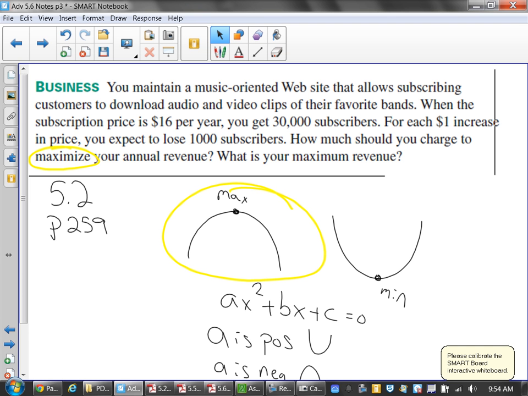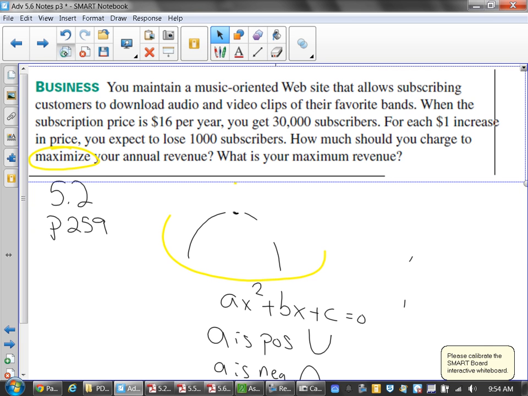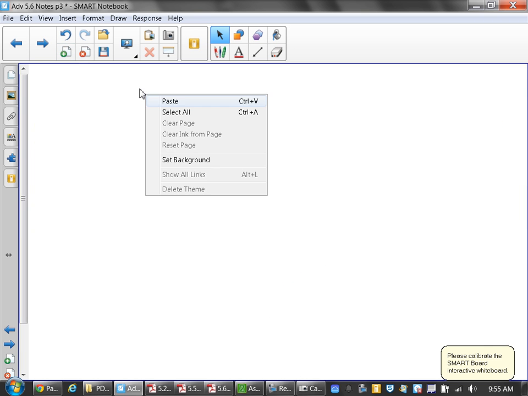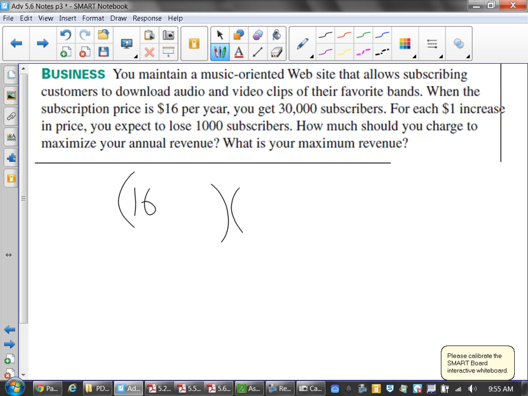Okay. So if you're looking at two terms, I really don't need to have all this here right now. Oh, let's do this. It's quicker. So one of the terms is $16, and the other term is going to be 30,000. Everybody okay with that? Okay.